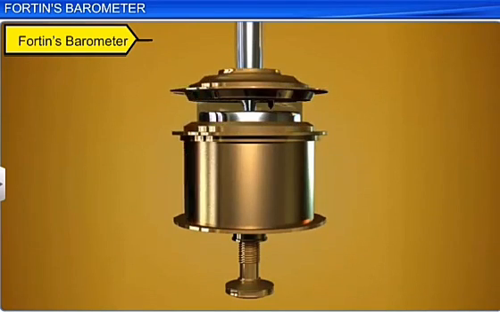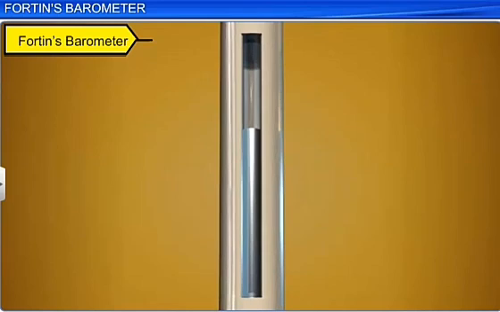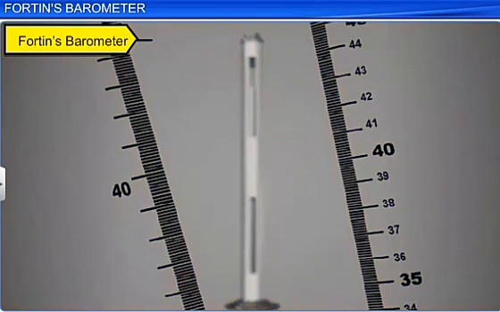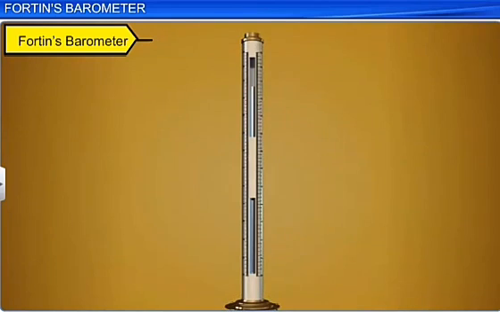Usually, the glass tube is protected by enclosing it in a brass tube. The upper part of the brass tube has a slit that enables the level of the mercury in the glass tube to be seen. A scale graduated in millimeters is attached to the brass tube. This functions as the main scale.